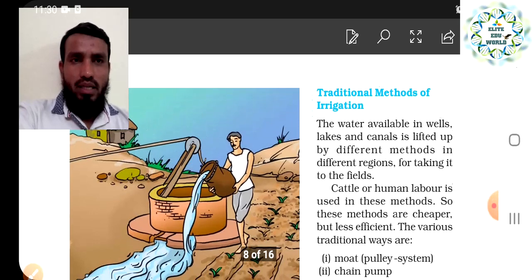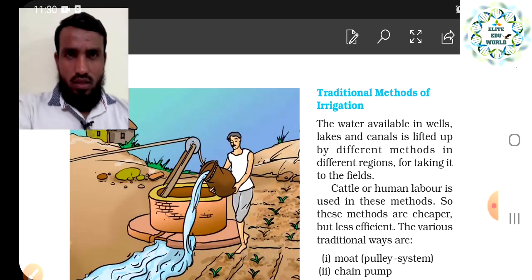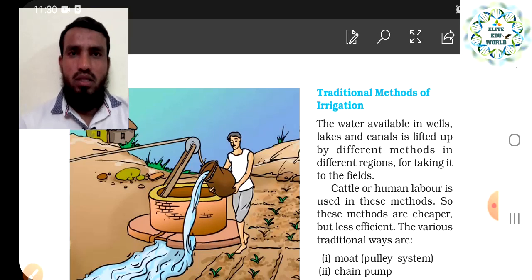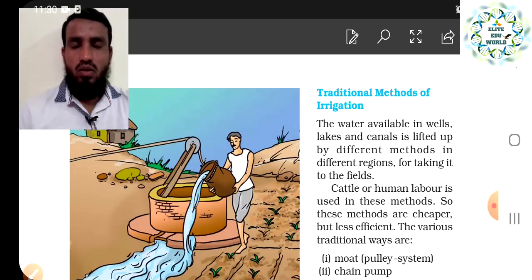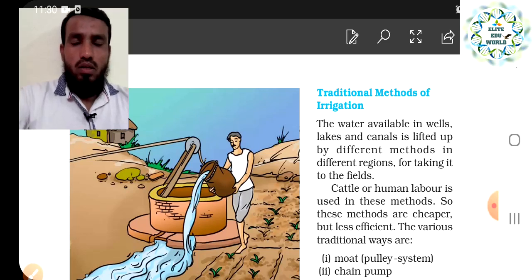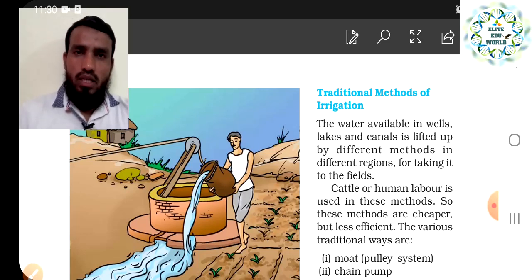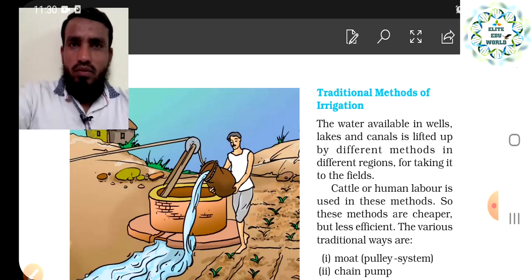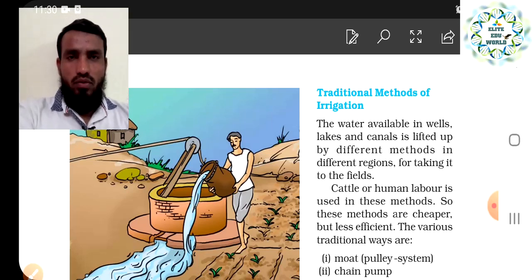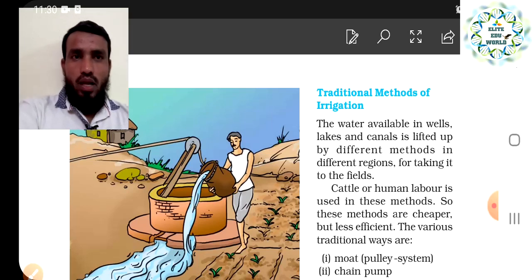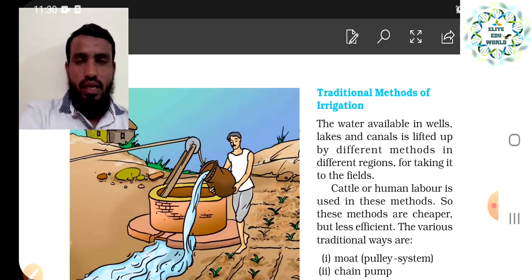there are some traditional methods of irrigation. Whatever we were discussing before, because irrigation and growing crops in fields is not from 1 or 2 years, very ancient people also have done this kind of thing. So that is why first of all we will discuss what the traditional methods of irrigation are.